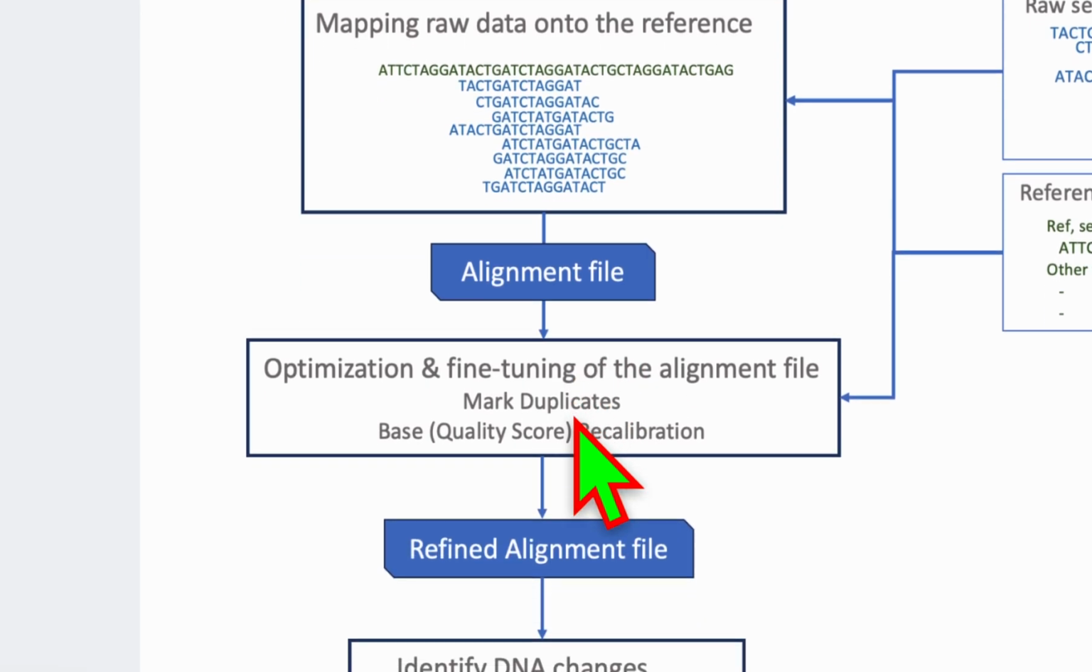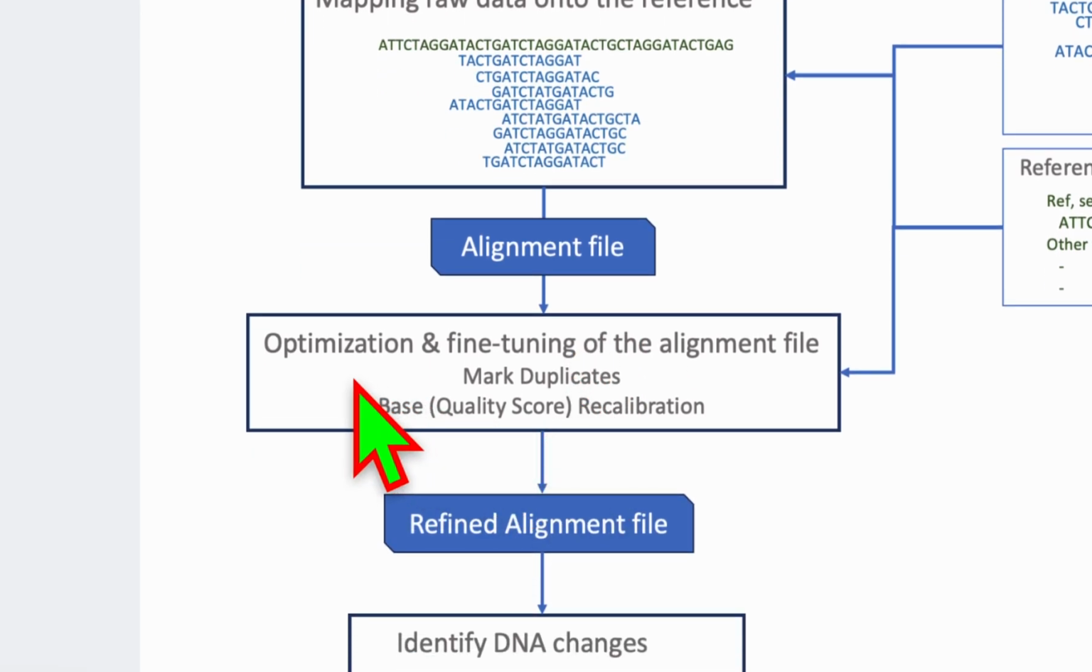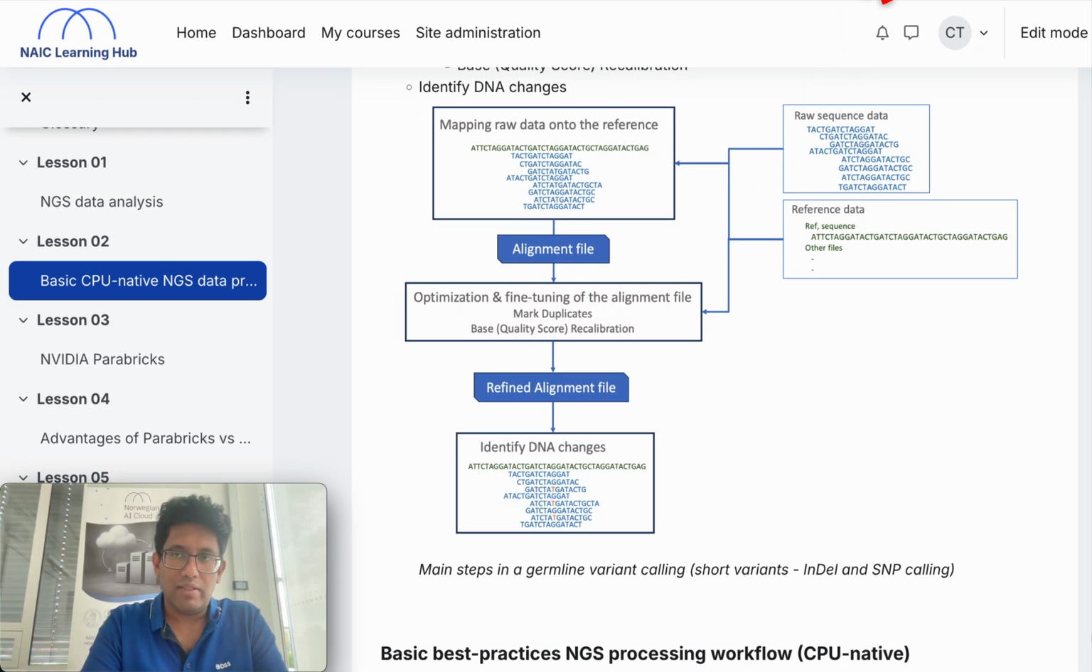The next step of a workflow is to refine this alignment file. For example, the alignment file can contain duplicated reads that are duplicated during the sequencing process. These reads can increase biases in the downstream steps, so they need to be marked as duplicated reads.